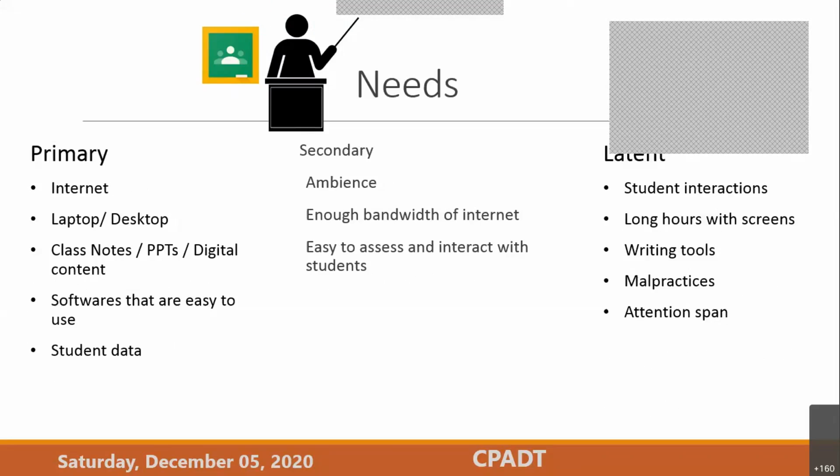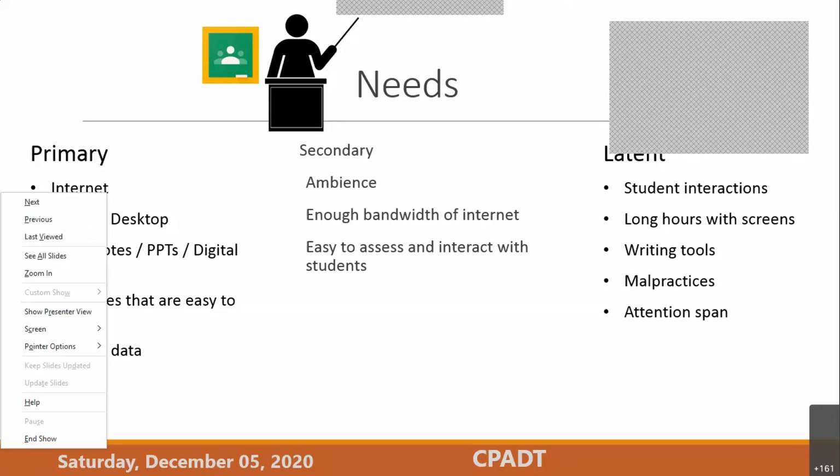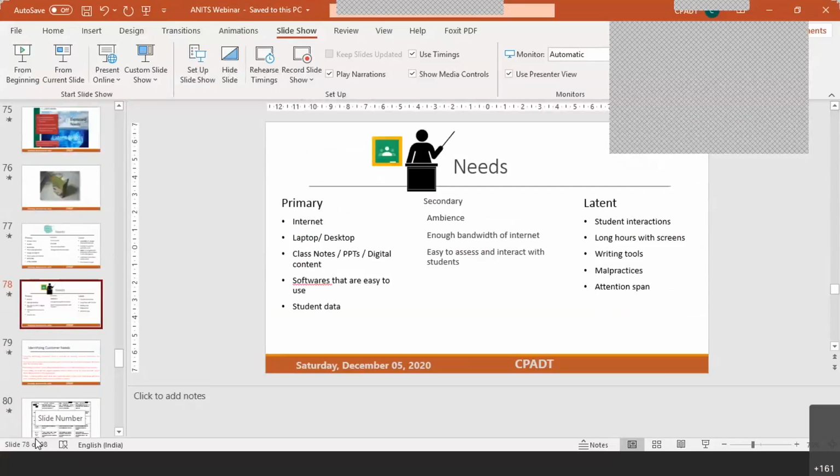What is the latent need? Is there any way that I can find out if a student is trying to give a proxy in the class? And whether his attention span is there or not, long hours with the screen, and can I manage student interaction with it? These are all your hidden needs. So this is how, once you empathize, you try to write down the needs.